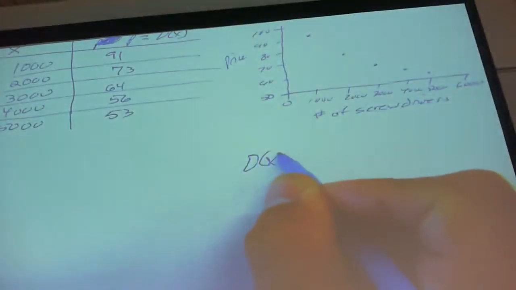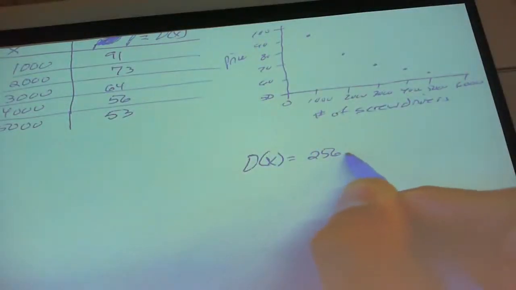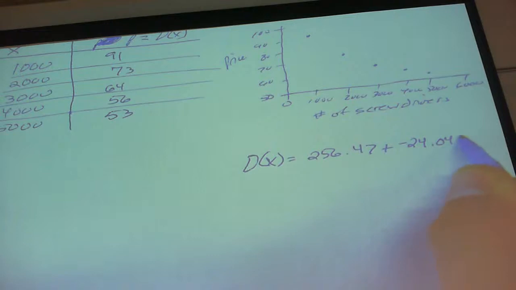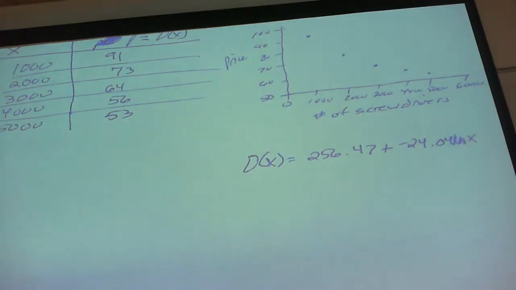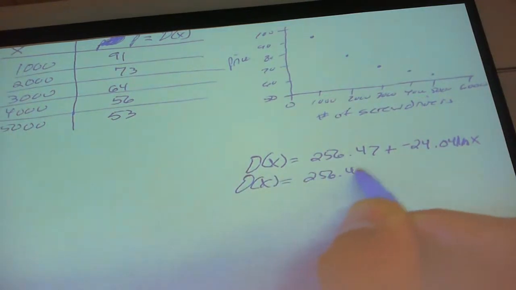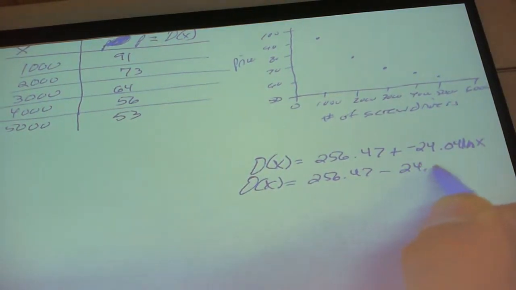But I'm going to put, let's say, d of x, doesn't matter which letter we use. So I'll put d of x equals 256.47 plus negative 24.04 ln of x. You could also write d of x equals 256.47 minus 24.04 ln of x. Either one's fine.